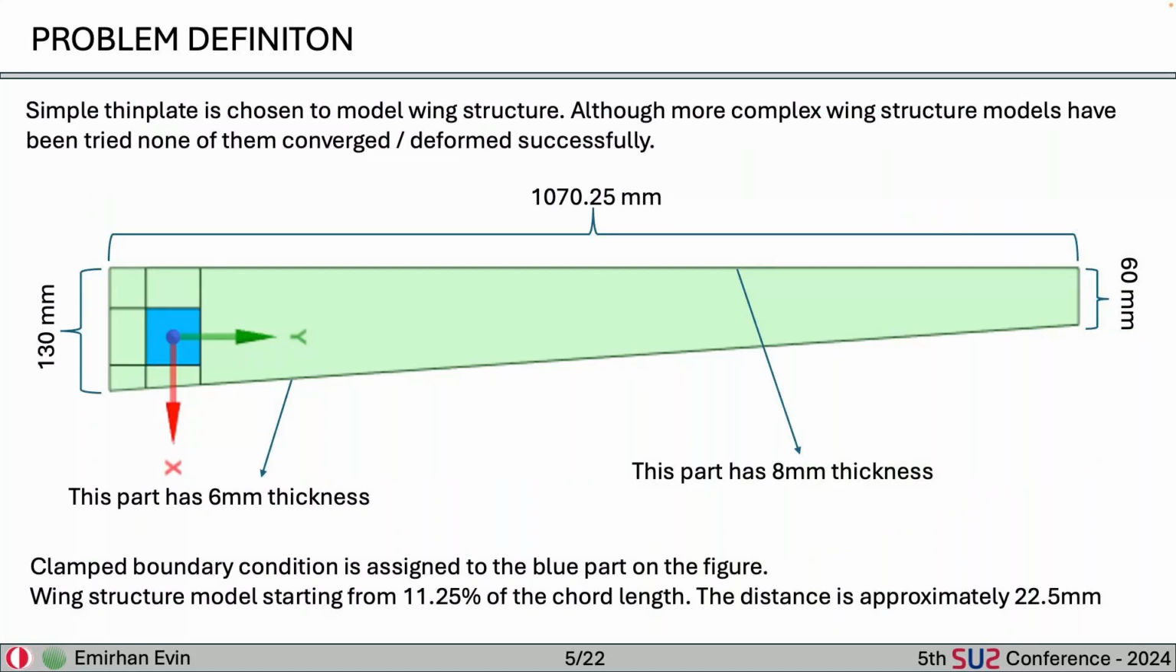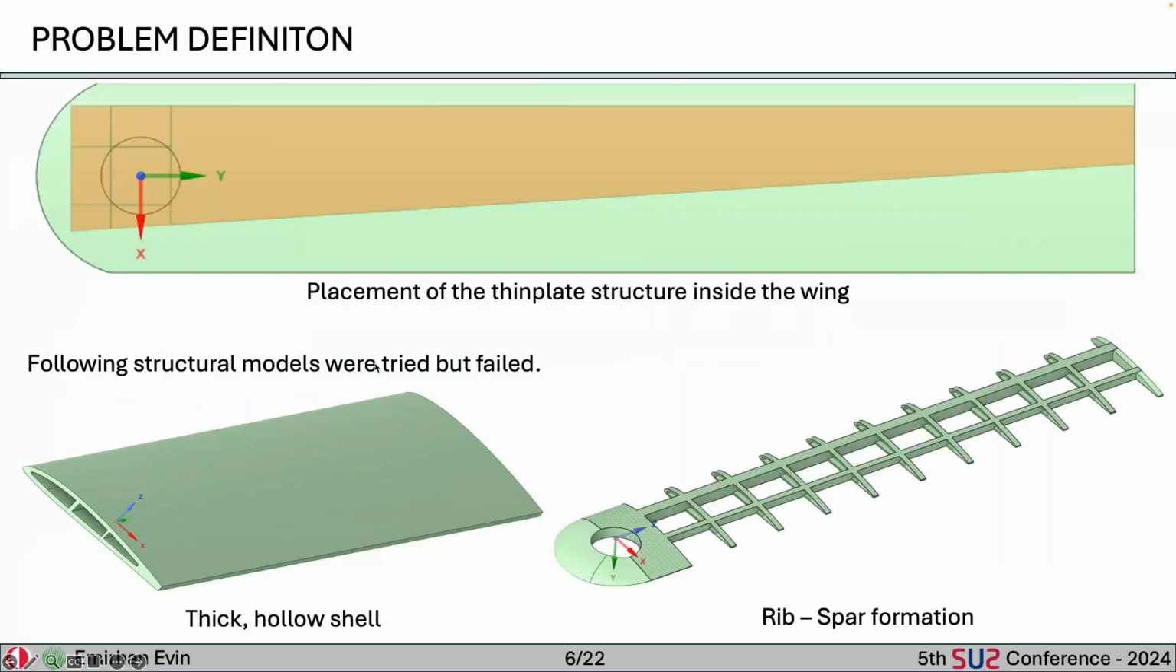For the structural modeling, I am using a single template. As you can see, these are the properties. For the leading edge, it has 8 mm thickness. At the trailing edge, it has 6 mm thickness. You can see it inside the wing. Here, the orange one is the structural model, inserted in the fluid domain inside the wing. Also, I tried some geometries like a thick hollow shell or rib-spar formation, but these models failed.